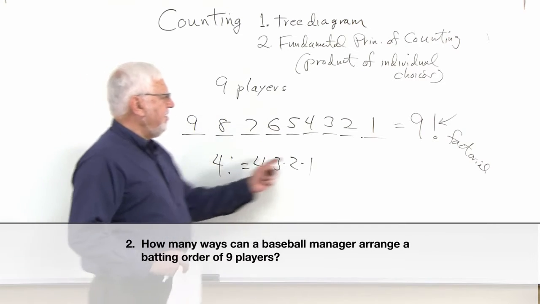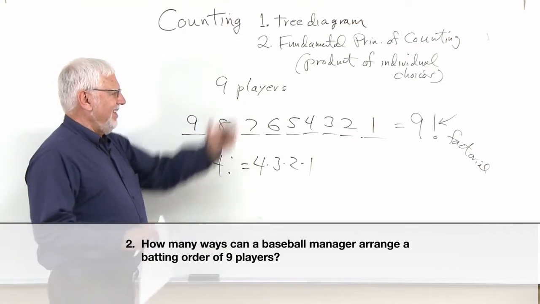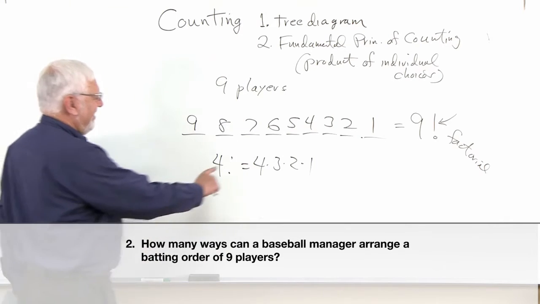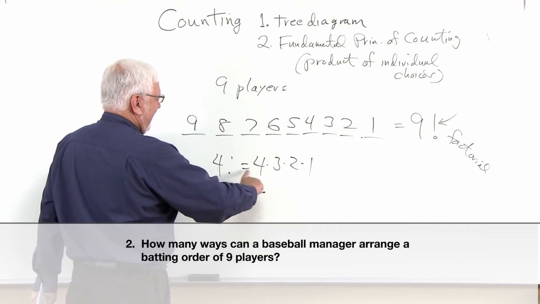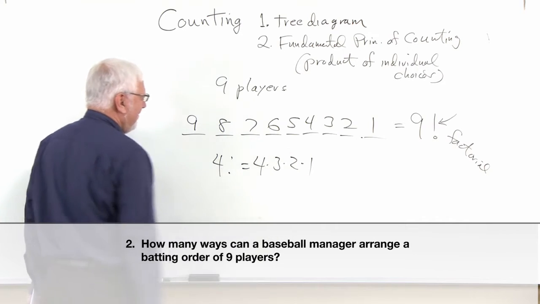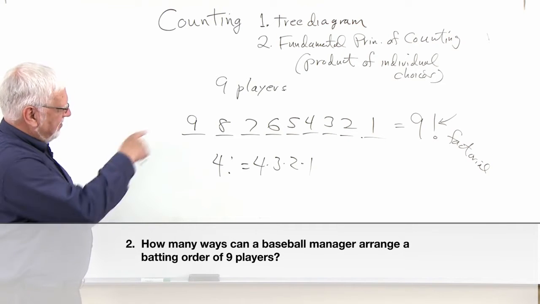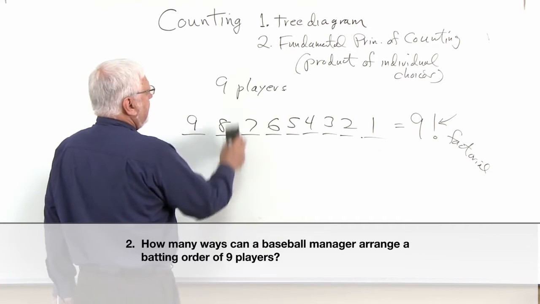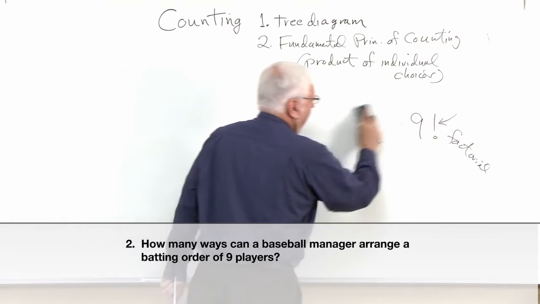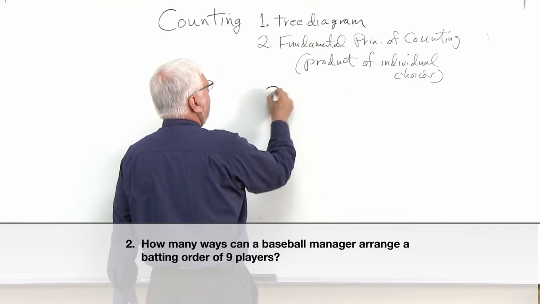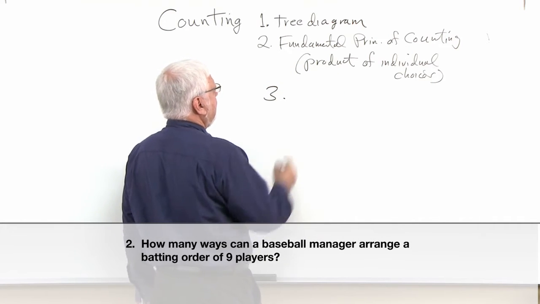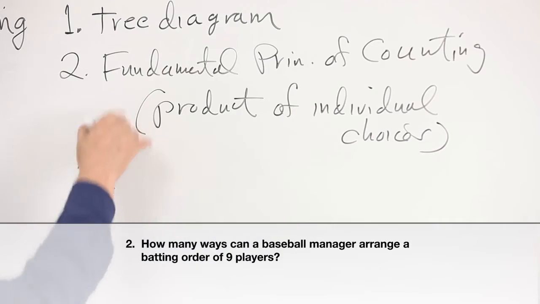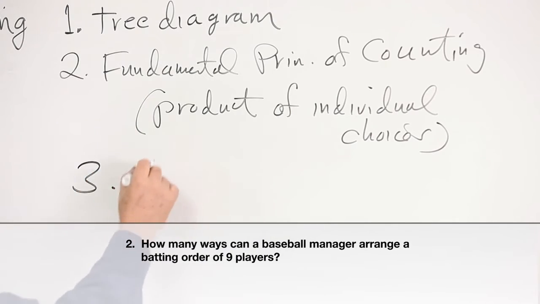So this is kind of an easy way to write this. So then next, we have this symbol we're going to use from now on, factorial. So number 3, we've got the tree diagram, fundamental principle of counting, and our symbols that we had, our factorial, we're going to be kind of using that here.